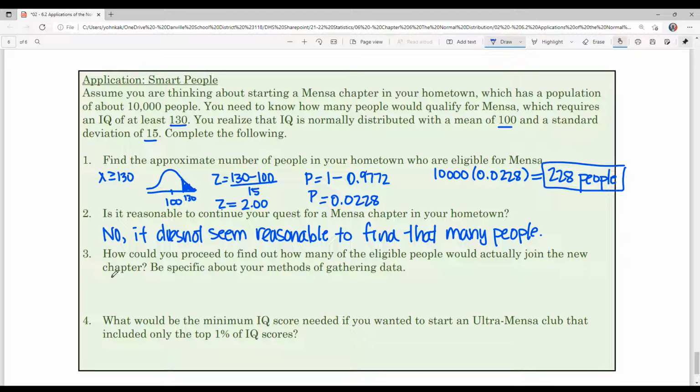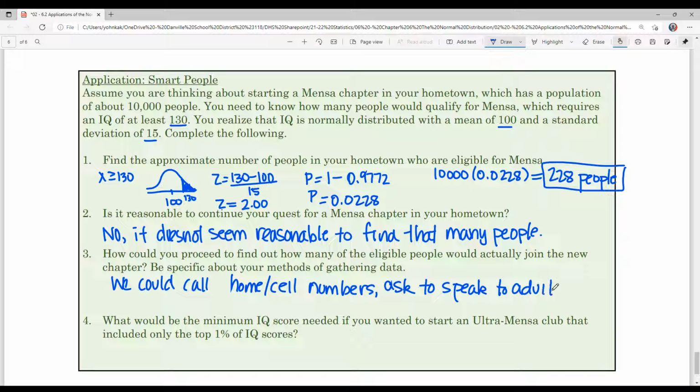So we could call home and cell numbers, ask to speak to an adult, and then ask about their willingness to join Mensa. This is not going to be a foolproof way, but it's going to be a good start. You could also go door to door and knock on people's doors.